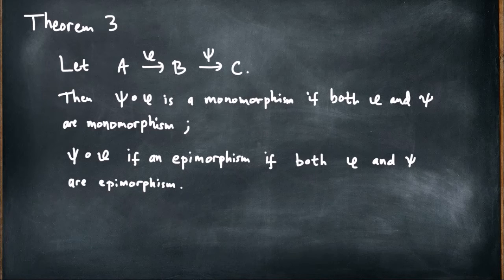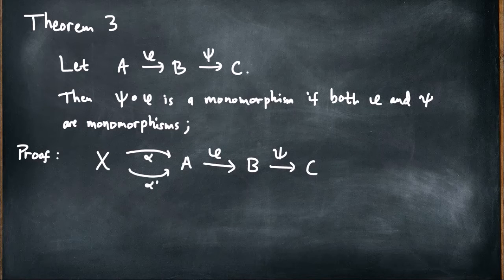Theorem 3, let phi be a mapping from A to B and psi be a mapping from B to C. Then psi dot phi is a monomorphism if both phi and psi are monomorphisms. Similarly, psi dot phi is an epimorphism if both phi and psi are epimorphisms.